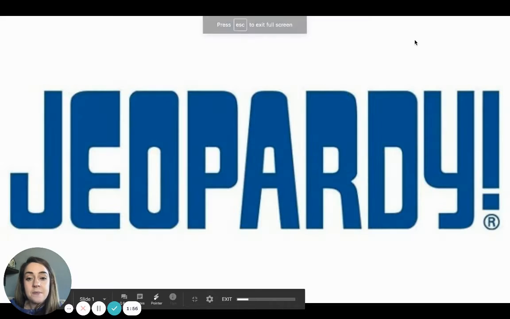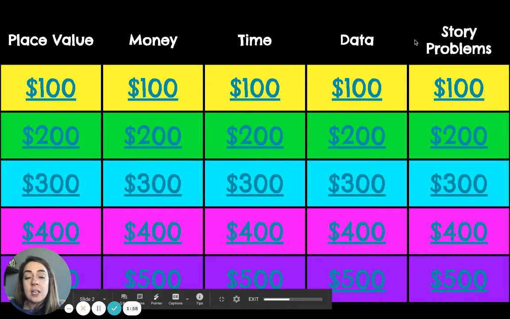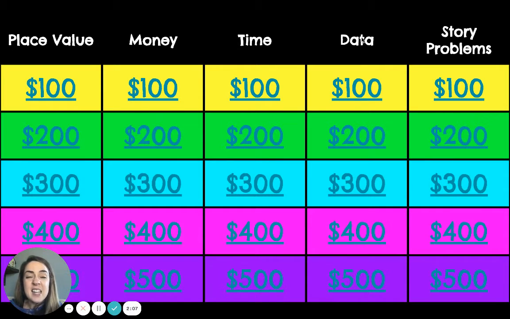And then there's the title page. And then this is the game board. So the 5 categories that you have are place value, money, time, data. Data is like picture and bar graphs. And then some story problems. For the story problems, you'll need to use addition or subtraction to solve them.